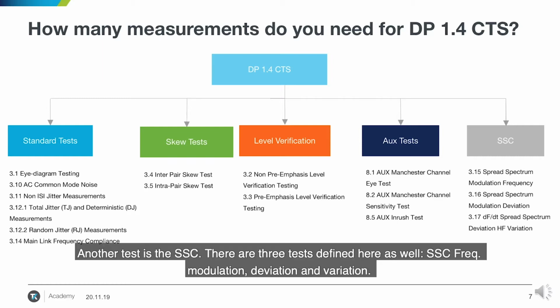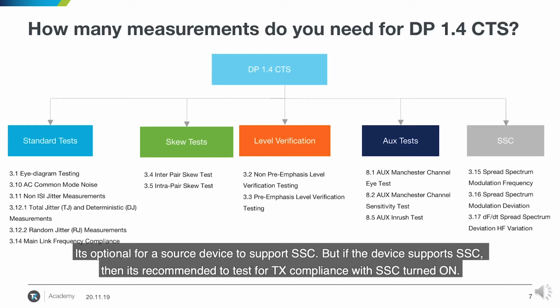Another test is the spread spectrum clock. There are three tests defined here as well: SSC frequency modulation, deviation, and variation. It's optional for a source device to support SSC. But if the device supports SSC, then it is recommended to test for transmitter compliance with SSC turned on.